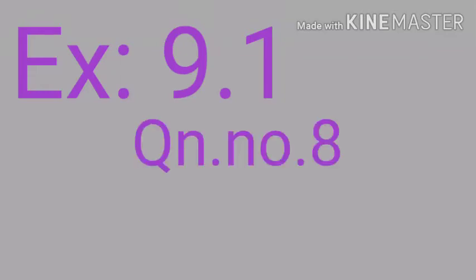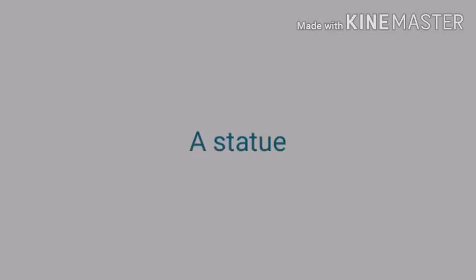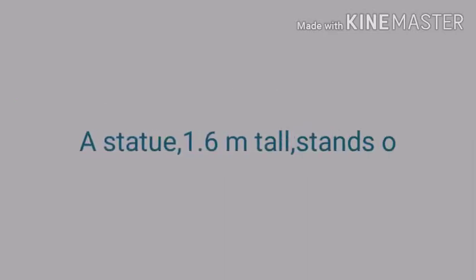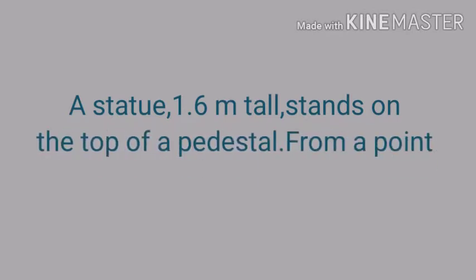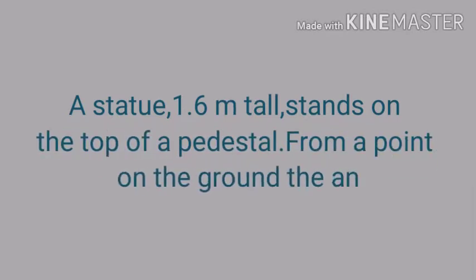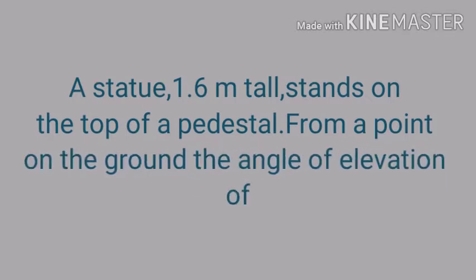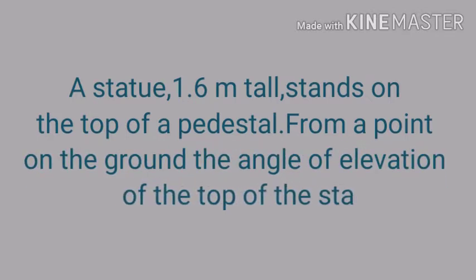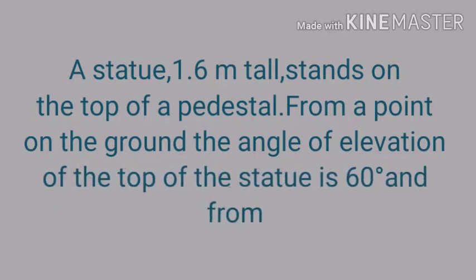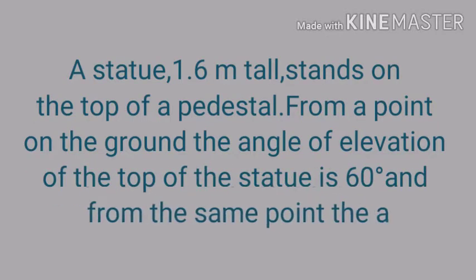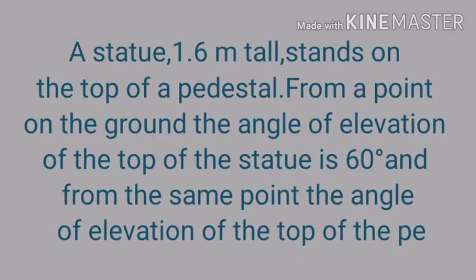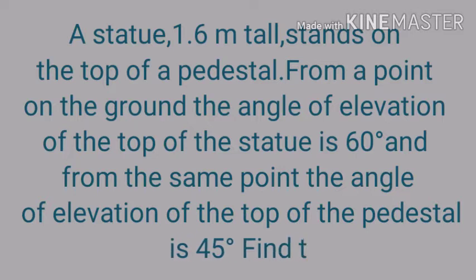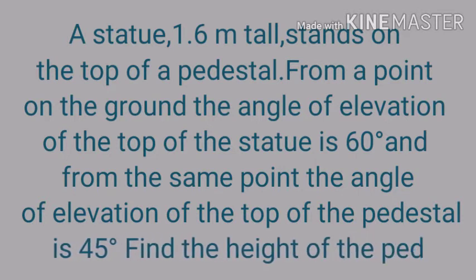Now exercise 9.1 question number 8. A statue 1.6 meter tall stands on the top of a pedestal. From a point on the ground, the angle of elevation of the top of the statue is 60 degree, and from the same point the angle of elevation of the top of the pedestal is 45 degree. Find the height of the pedestal.